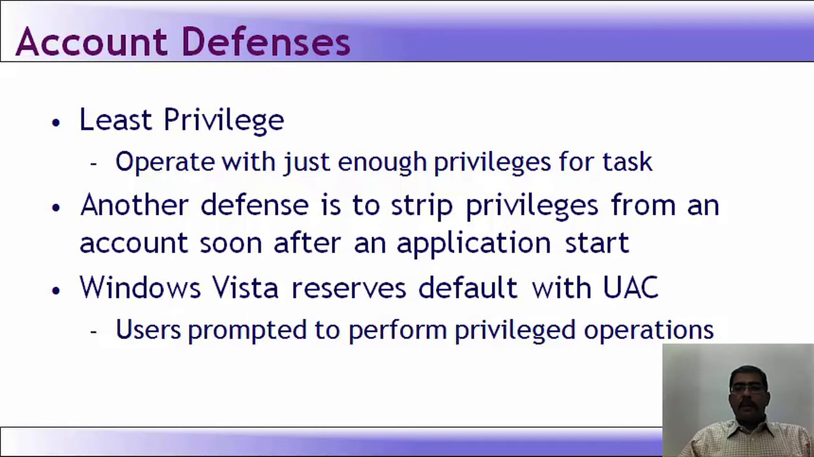Another defense is to strip the privileges from the account soon after an application starts. So just give the privileges that are required for starting the application, then strip the privileges. Now from Vista onwards, Vista reversed the default with UAC, user account control. Users are prompted to perform privileged applications or operations. We have seen in some slides before that it prompts with a dialog. You will have to give the administrator password to proceed. Now that started from Windows Vista onwards.